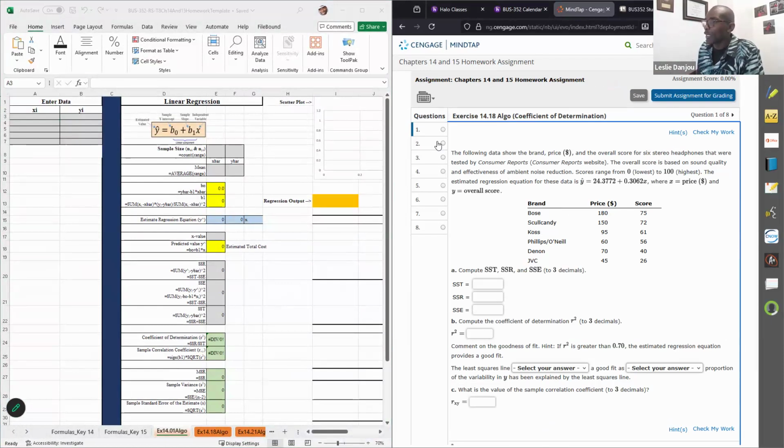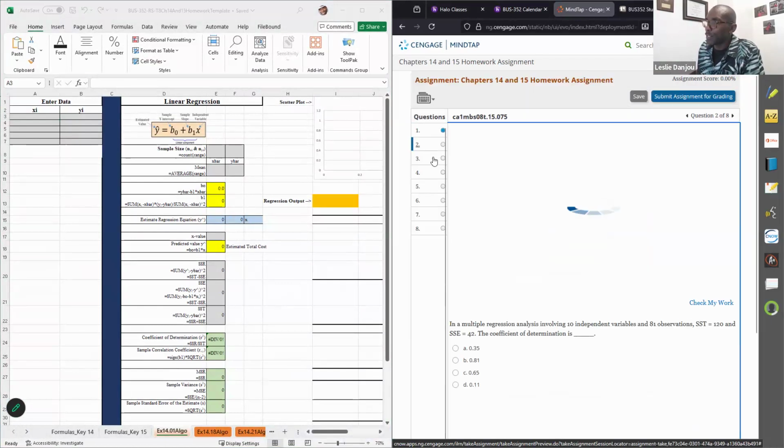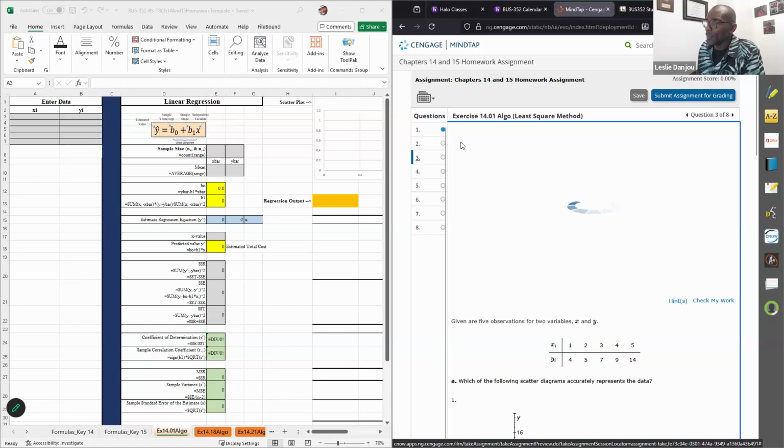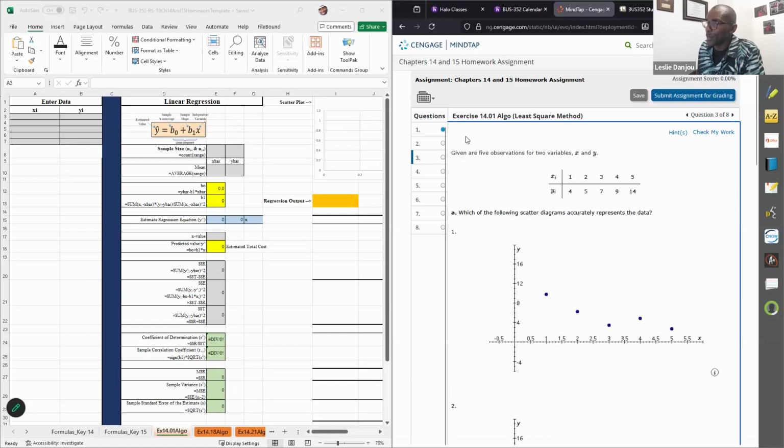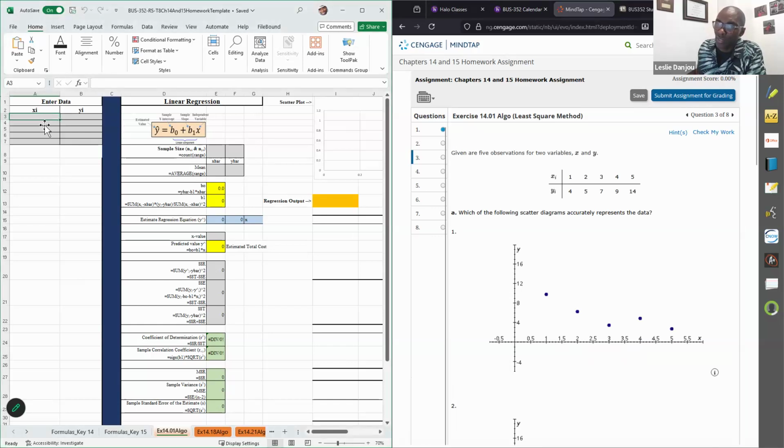All right. So click through until you find 14.01. All right. So here's 14.01. We're going to actually plug in our data right up in here. You see that 1, 2, 3, 4, all of this stuff. Plug it in, and then we'll do a regression analysis.